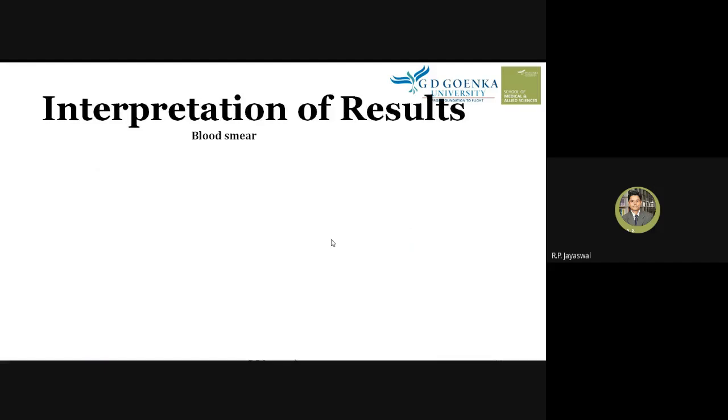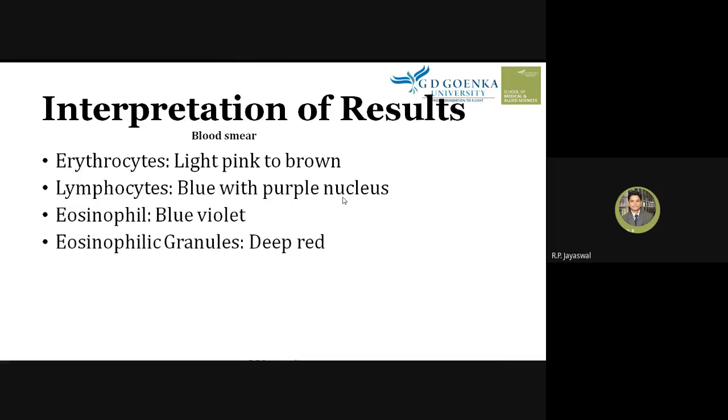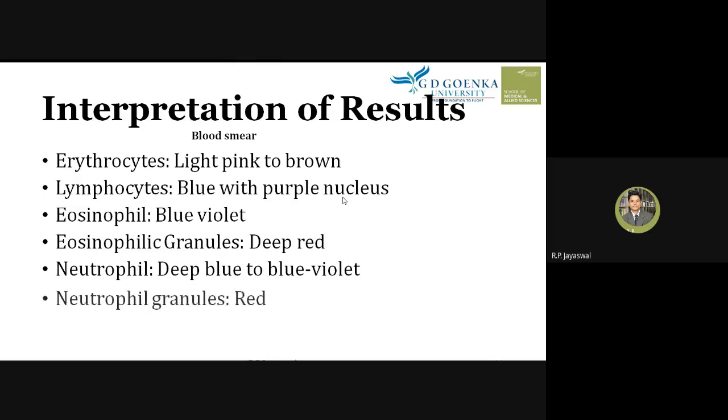If you make a blood smear and stain it with the MGG stain, you can see the interpretation of the result. Erythrocytes can be seen as a light pink to brown color. Lymphocytes can be seen with a blue to purple nucleus. Eosinophils appear blue violet, and eosinophilic granules appear as a deep red color. Neutrophils appear as a deep blue violet, neutrophil granules appear red, and basophils blue violet.